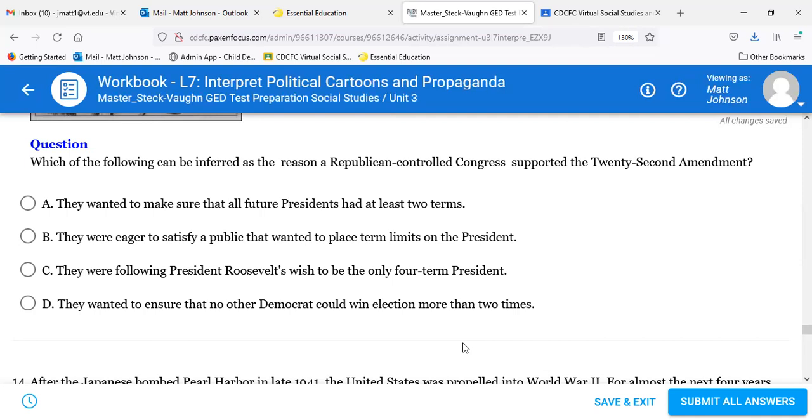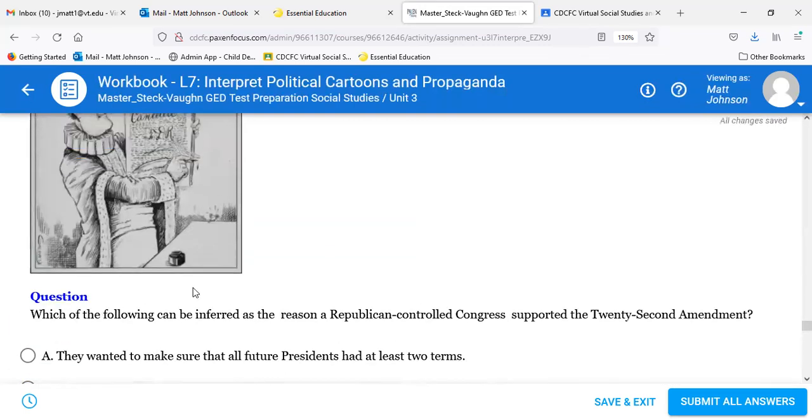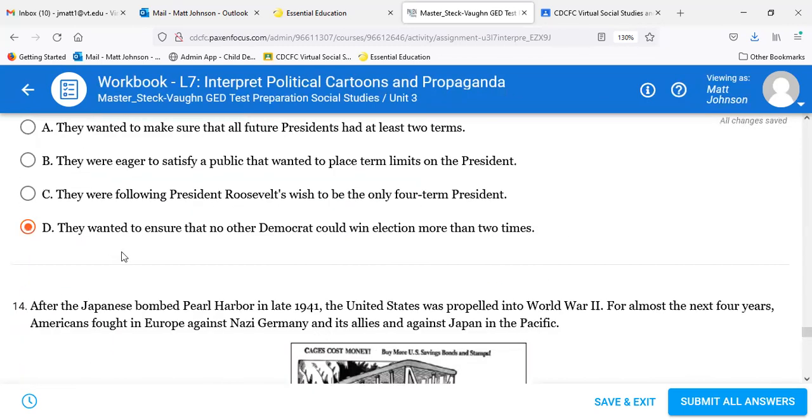So I will take A or D. It's a D. D as in dog. Yeah. Because again, here's your context clue, right? At that time, it was a Republican-controlled Congress. So, of course, it was easier to get the 22nd Amendment passed because you had Republicans in control of the legislative branch. So that's your context clue. Republican-controlled Congress. So of course, they would be interested in not having a Democrat serve more than 2 times.